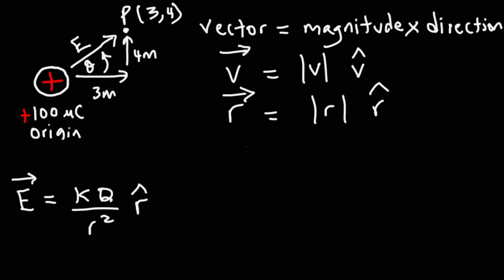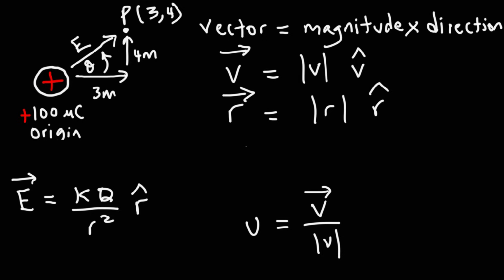R hat is what is known as a unit vector. Now you might be wondering, what is a unit vector? A unit vector is a vector that has a length of 1. It's the vector divided by its magnitude. That's how you calculate the unit vector.